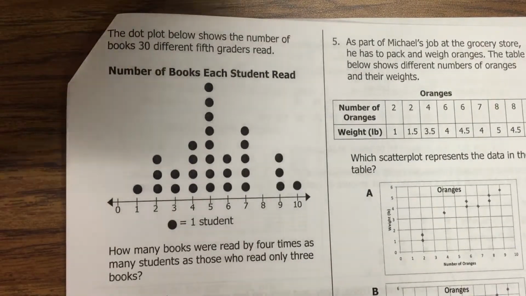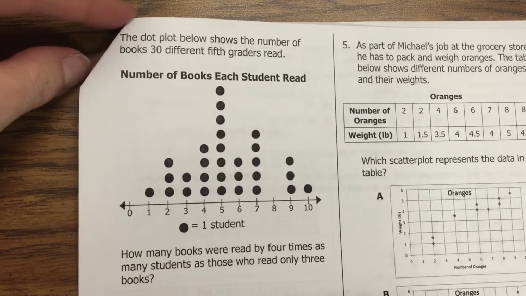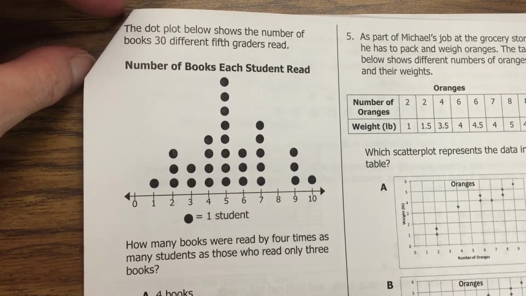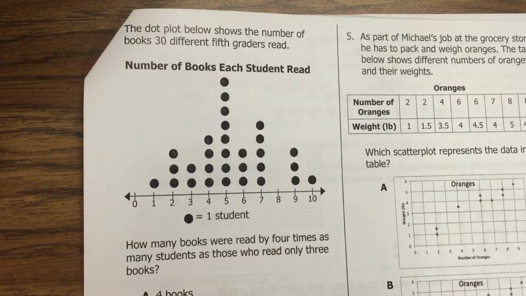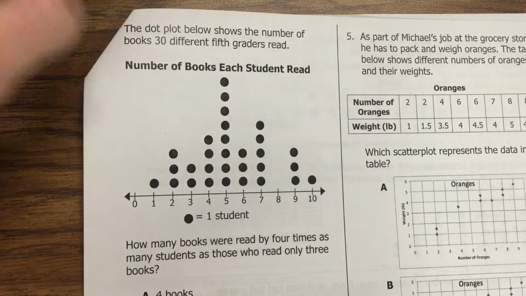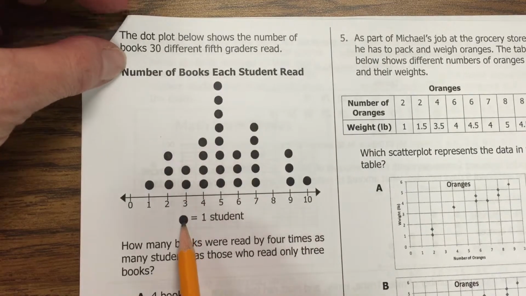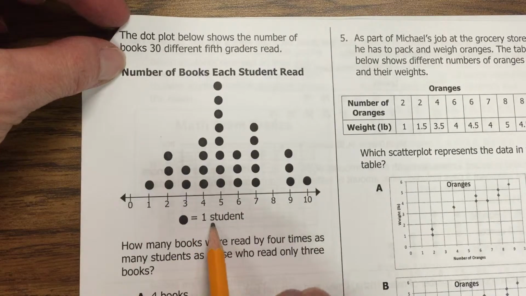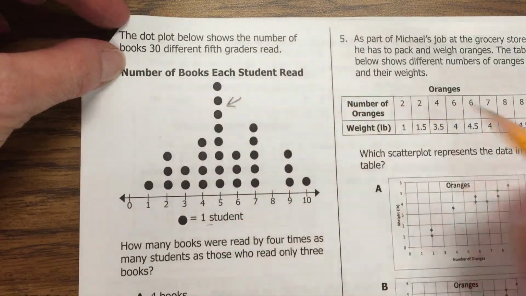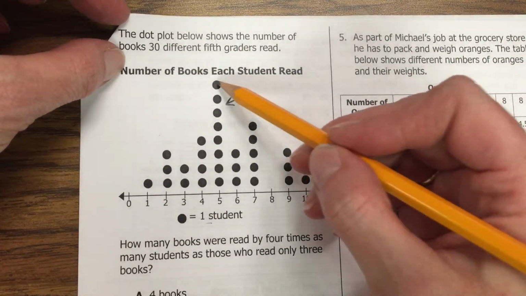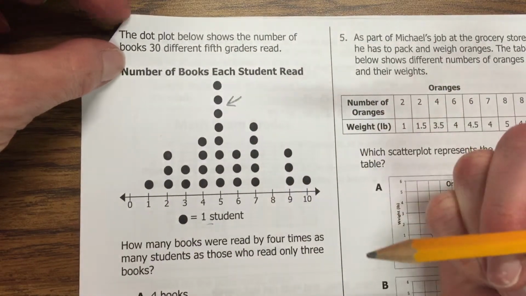Okay, guys, on the study guide today, there were two questions that some of you were still confused about, so I told you I'd make a video for you to watch. The first one was number 3, and it says the dot plot below shows the number of books 30 different 5th graders read. In our dot plot, it tells us that each dot represents one student. So all of these dots are like you guys in class. Every dot is a different person sitting in the class, okay?